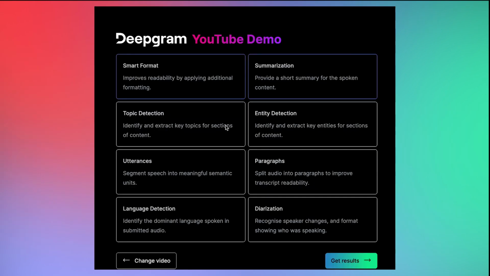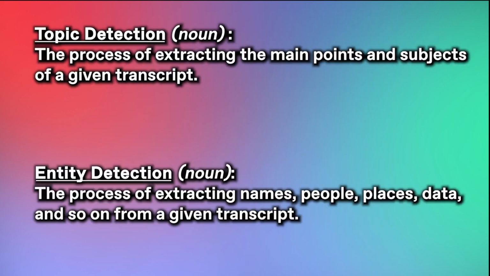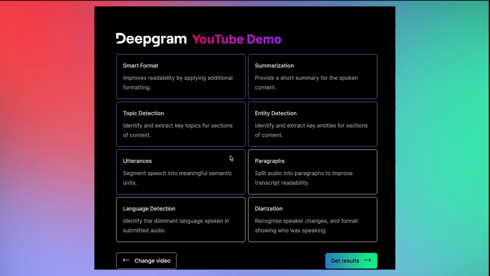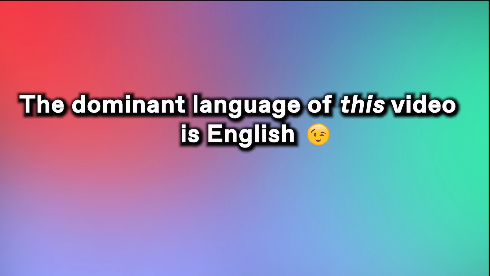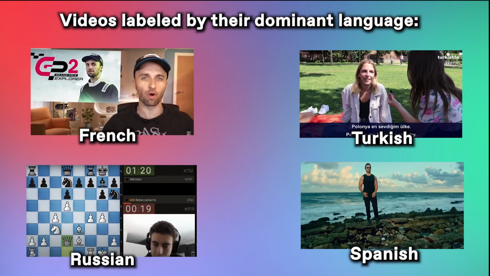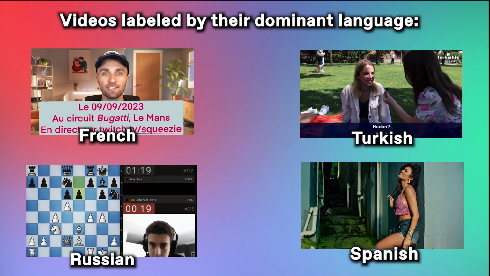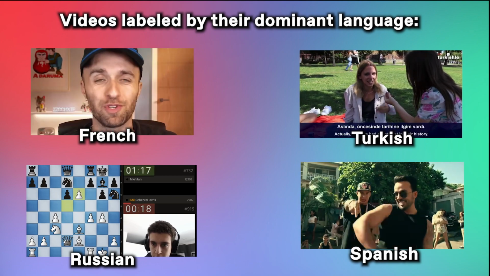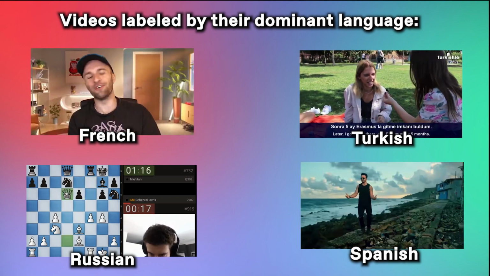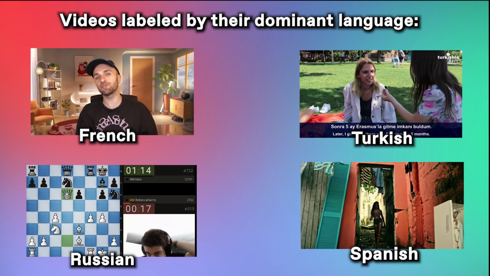Up next, I'm gonna click on the topic detection and entity detection boxes so that we can get a list of the major subjects discussed, as well as a list of the people, places, and data discussed. Utterances and paragraphs is just another additional layer of formatting to make the transcription pretty. And I'll also turn on language detection just to demonstrate it. This will identify the dominant language spoken in the video, which is particularly useful if you're doing research and you stumble across a video in a foreign language that you just can't pinpoint. Our AI models will be able to tell you exactly what language is being spoken.